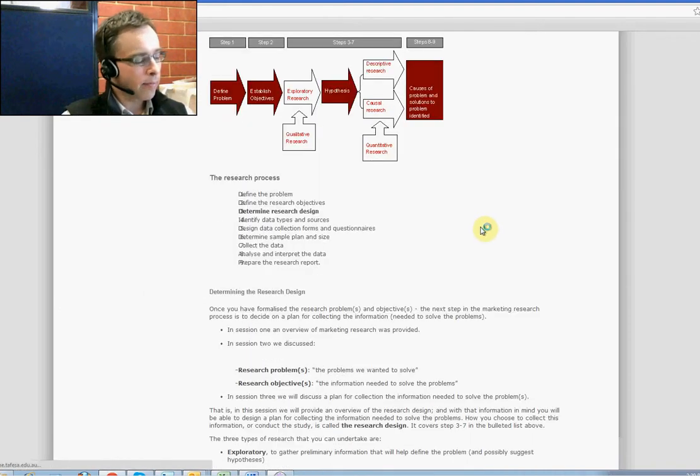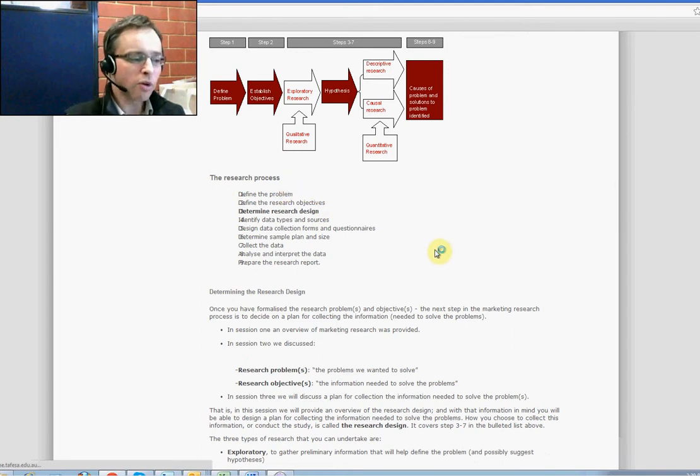If you go into that session and have a look at the research process, then you should by now have already defined the problems that you want to solve for the business that you are looking at. You should also by now have defined the research objectives. That is information that you need to collect in order to solve the problems that your business has in relation to customers ideally. Step number 3 is determine the research design, and that is basically a plan for how you want to collect the information that can help solve your problems.